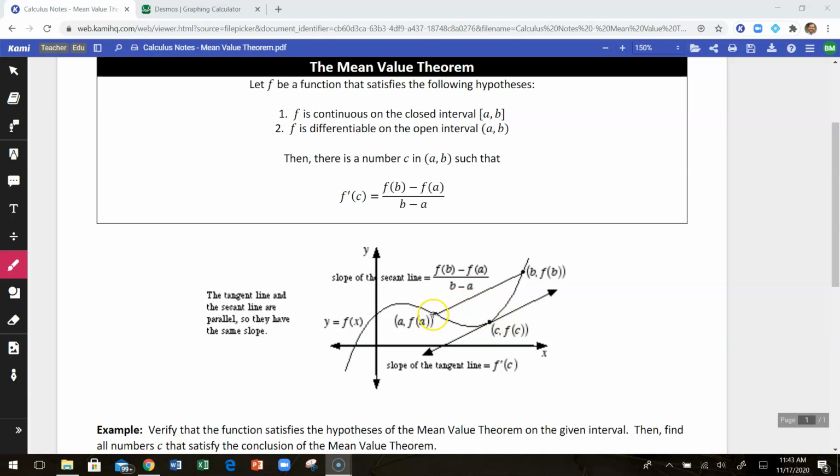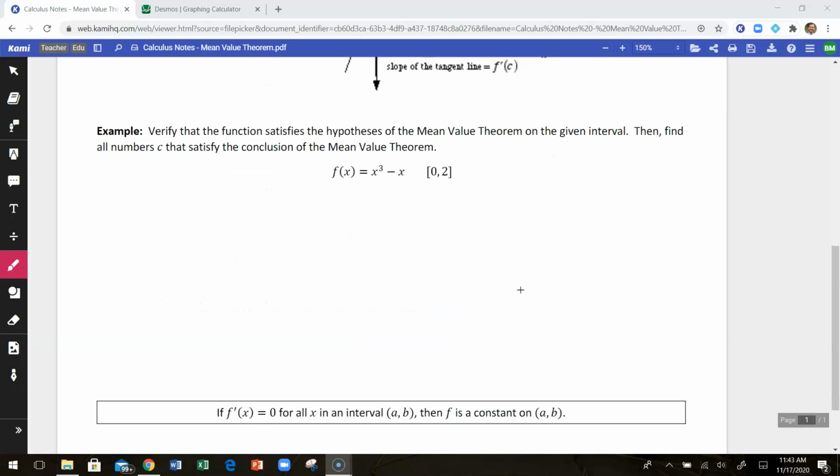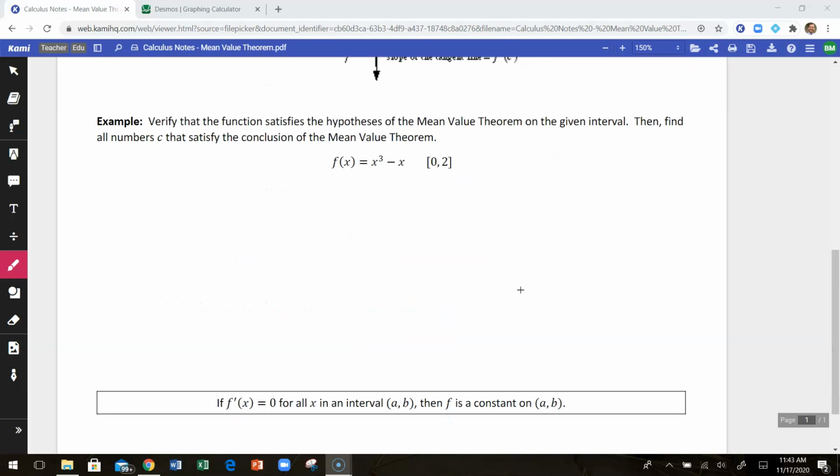With Rolle's theorem, we had that third condition that f of a and f of b had to be the same value, which means this line would always be a horizontal line. In the mean value theorem, it's saying that does not have to be a horizontal line, but I can find some c value in between where I have a tangent line parallel to that secant line. Okay, so the setup's kind of the same. We need to state those two conditions to make sure that they are met.